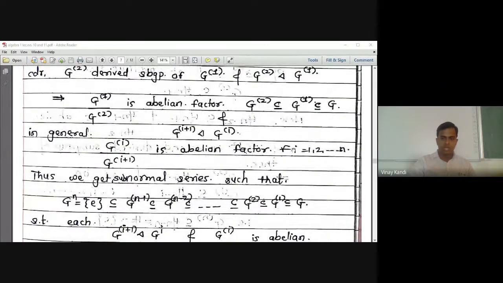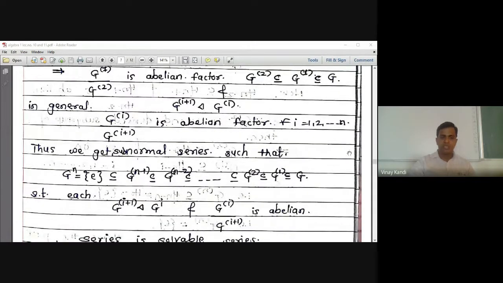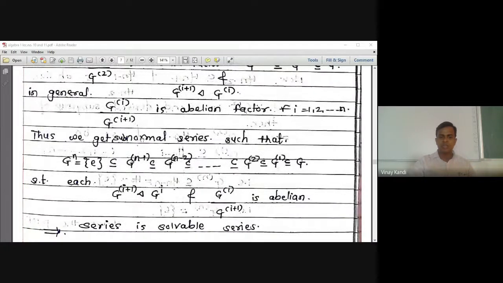Hence, for all i equal to 1 to n minus 1. Thus, we get the subnormal series with abelian factor. Thus, we get the subnormal series such that Gn is equal to singleton E, which is contained in G raised to n minus 1, which is contained in G raised to n minus 2, up to contained in G.